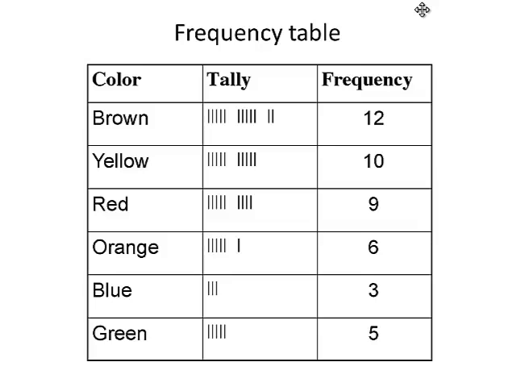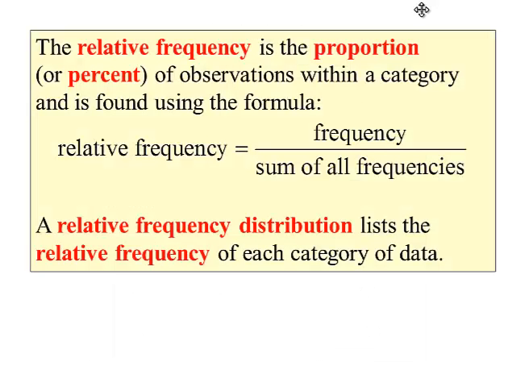Okay, the next table we're going to look at is what we call a relative frequency table, or a relative frequency distribution. The relative frequency is the proportion, or sometimes is expressed as a percent, of observations within a category and is found by the following formula. The formula is you take the frequency and divide it by the sum of all the frequencies. A relative frequency distribution lists the relative frequency of each category of the data. Let's look at an example.